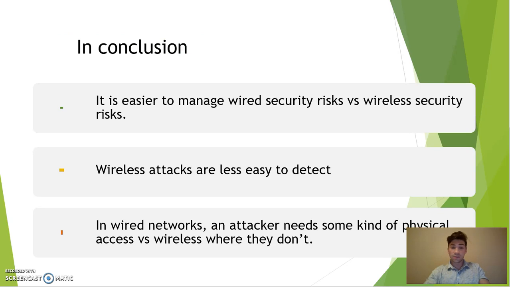So in conclusion, it is a lot easier to manage wired security risks and wired networks because everything that is happening in the network is physically there and you know where it is. Wireless attacks are not as easy to detect because the attack could be happening from anywhere and there are a lot more vulnerabilities when it comes to wireless. Wired networks actually require the attacker to physically be there, as wireless networks don't. They could be anywhere in the world and be sending out those attacks.